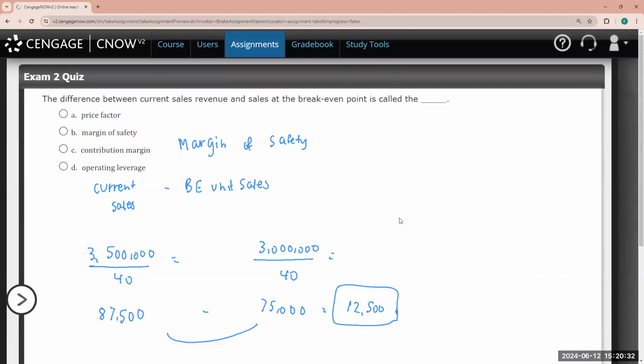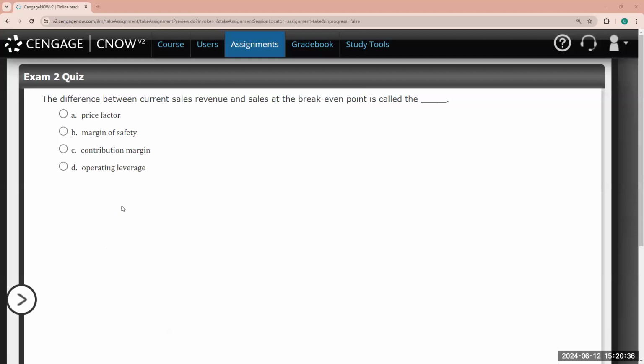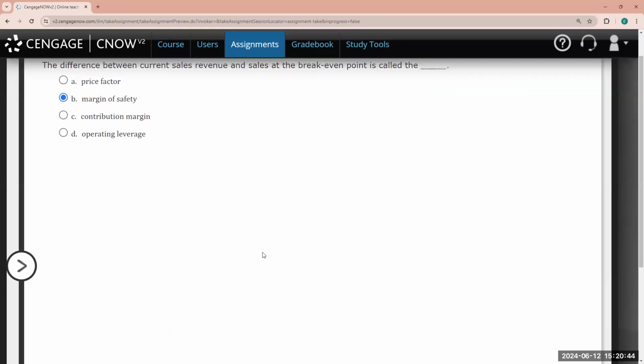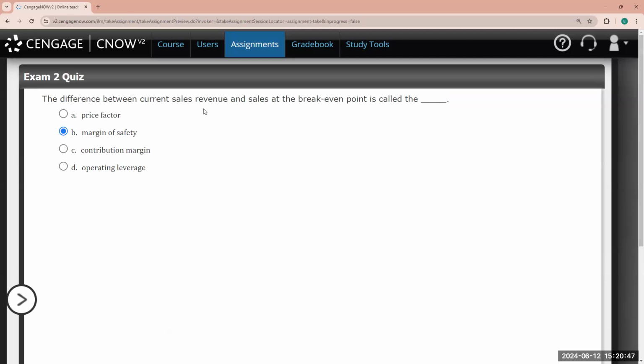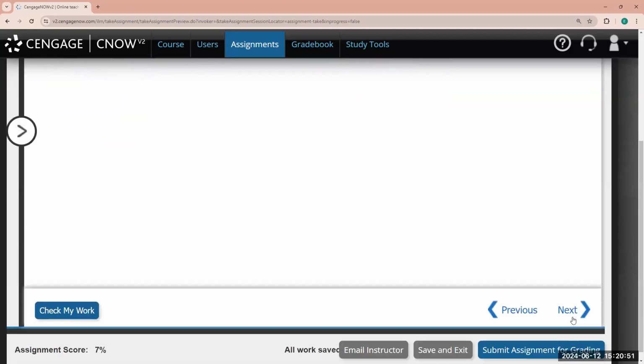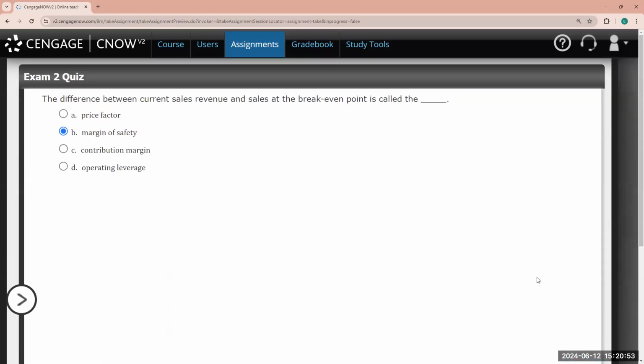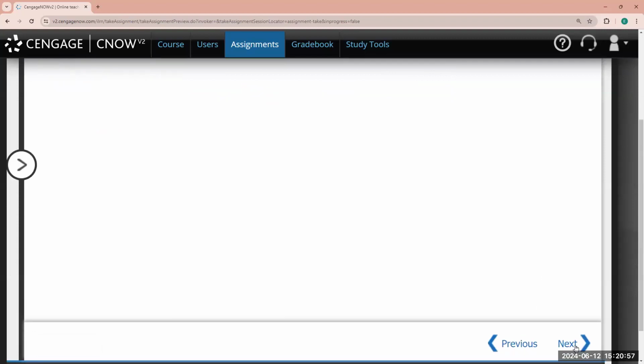So here, this question is asking us the difference between current sales revenue and sales at the break-even point is called our margin of safety, as we just reviewed. So our current sales revenue and sales at the break-even point is called margin of safety. And our margin of safety can be expressed based on units or sales dollars.